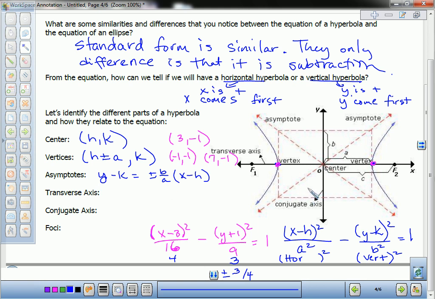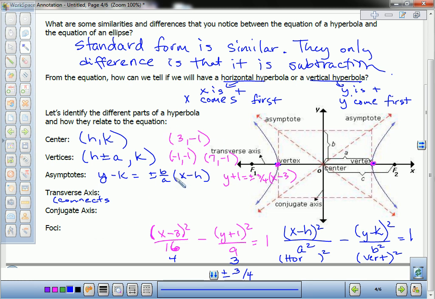All right, got a new little bit of vocab here. Transverse axis connects the vertices. Miss Wood, can you write the equation for the purple formula? Oh, yes, for the purple formula, thank you, it would be y minus -1, so it's y plus 1, equals plus or minus rise over run, under the y, under the x, 3 over 4, and then x minus 3. Thank you, I skipped that. Wait, x plus 3? It's x minus 3, because it's minus that.